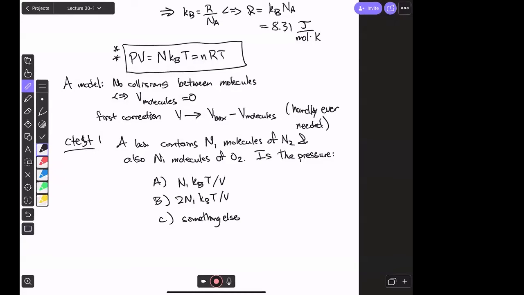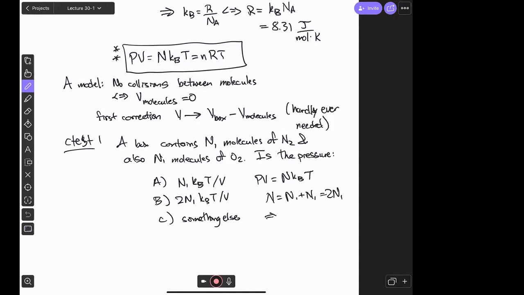So we have the equation PV equals N kB T. And for here, N, the number of molecules, is going to be N1 plus N1, or 2N1, because we have N1 molecules of N2 and N1 molecules of O2. So if you write that out and plug in the value of N, you get PV equals 2N1 kB T. And then if you divide both sides by V, you get P.